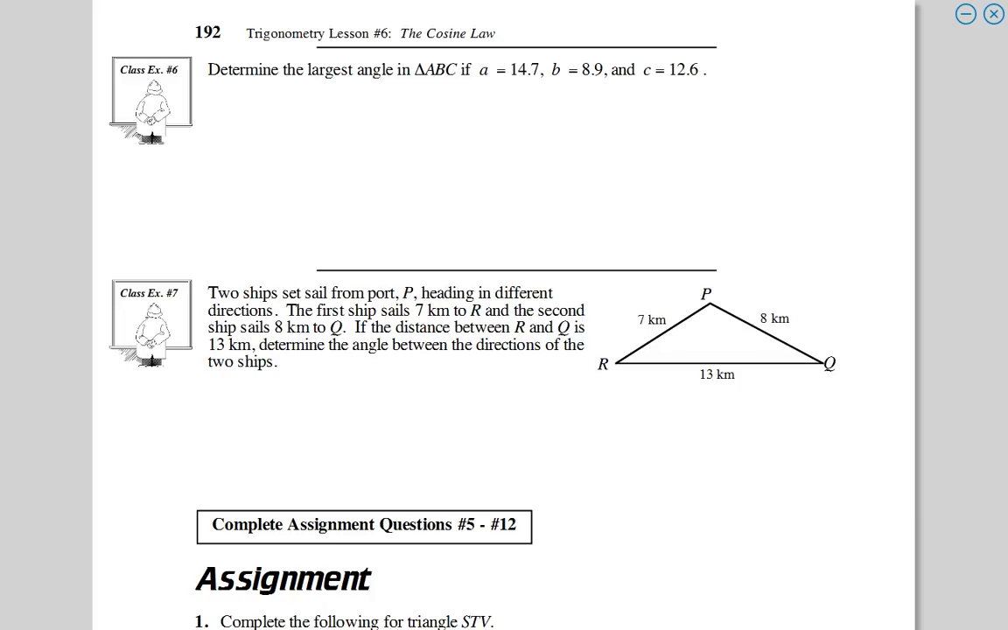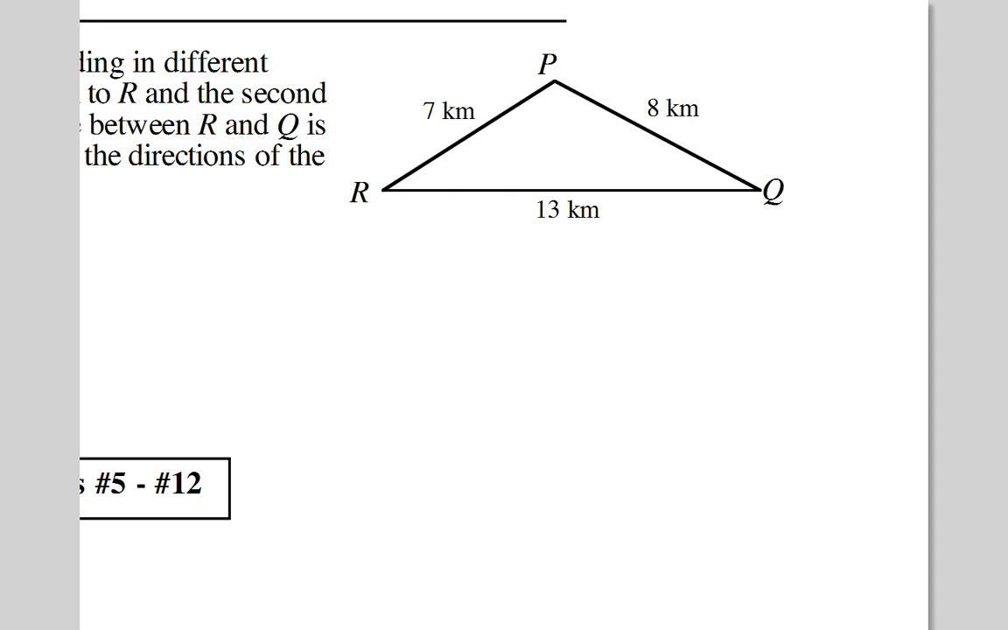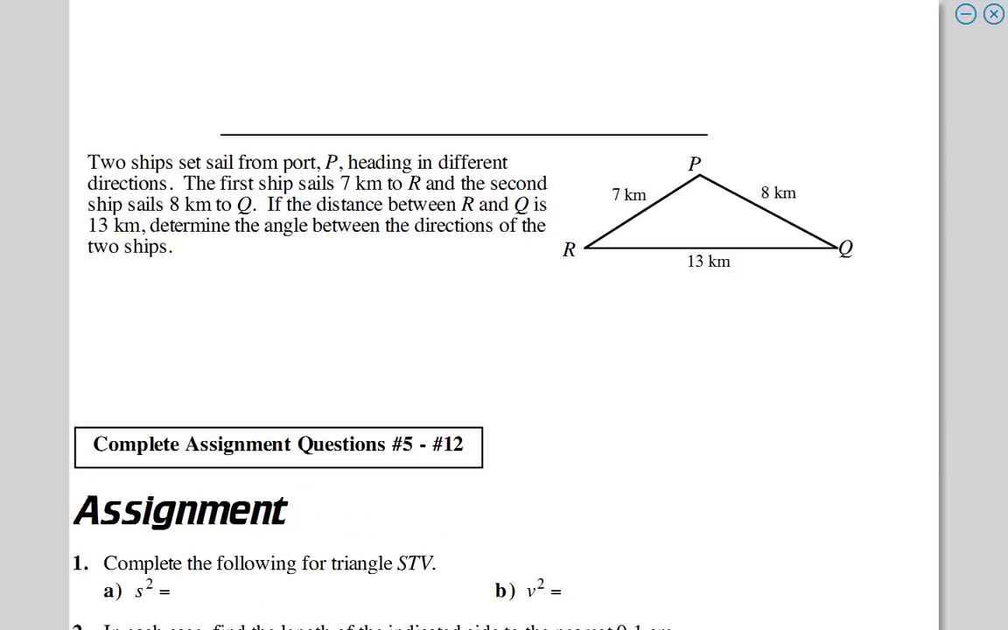Let's just work on class example 7 because they gave it to us. They want us to find the angle between the directions of the two ships. So two ships set sail from port P. One ship heads this way and the other ship heads this way. The first ship sails 7, the other ship sails 8. If the distance between R and Q is 13, determine the angle between the directions of the two ships. So they want us to find this angle here. Let's call it X.